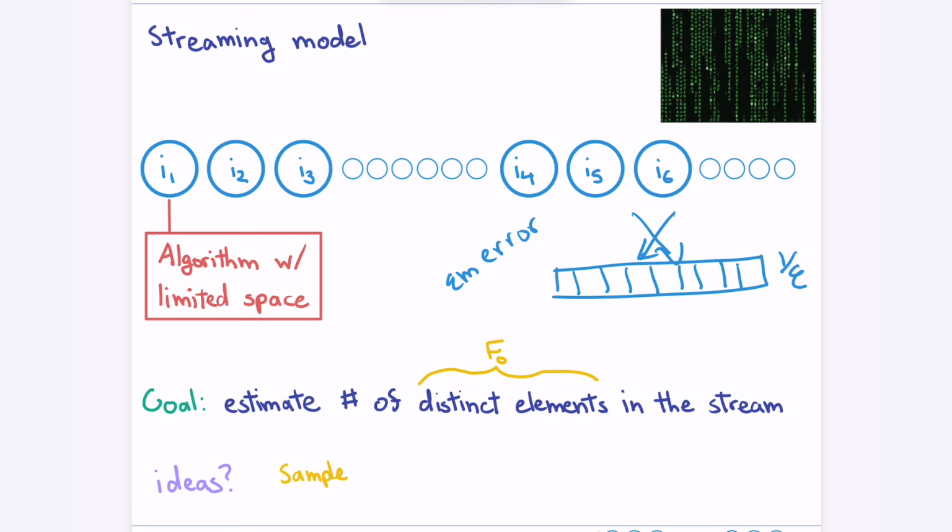These are fun ideas. Yeah. Something like a Bloom filter.